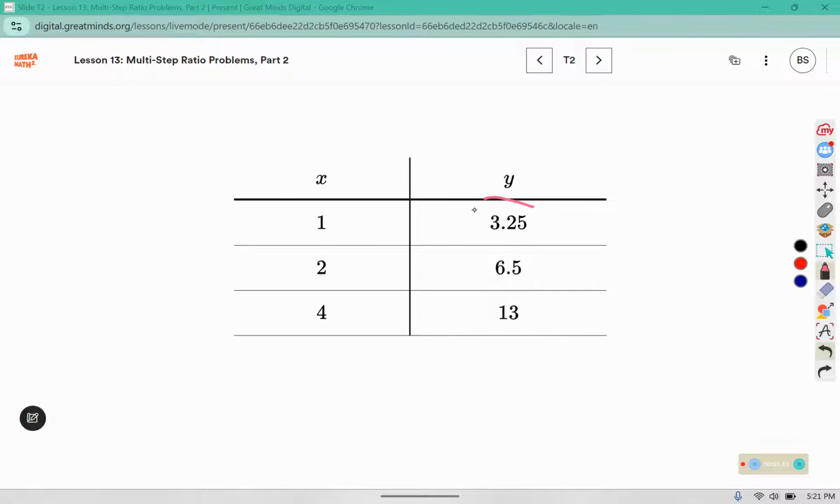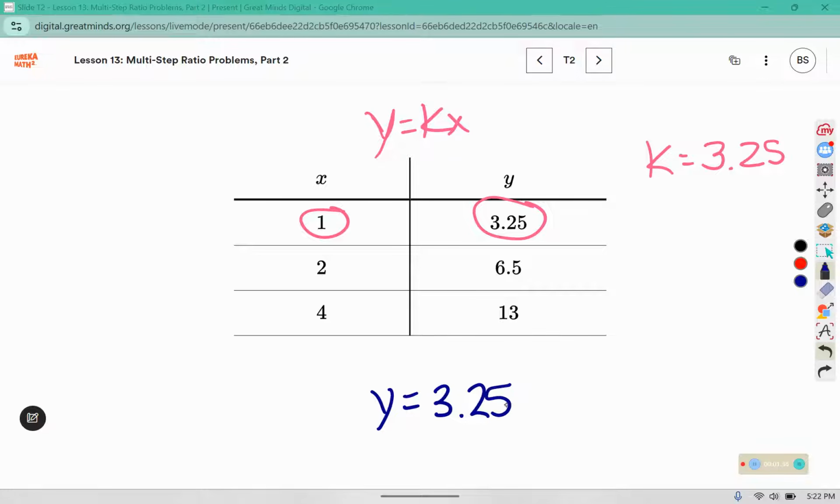If we were to divide y by x, we would end up with a constant of proportionality that is equal to 3.25, because anything divided by 1 is itself. But remember, we use this template to write equations. So our equation will say y equals 3.25x.